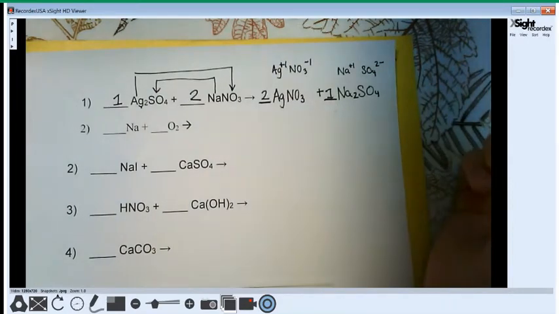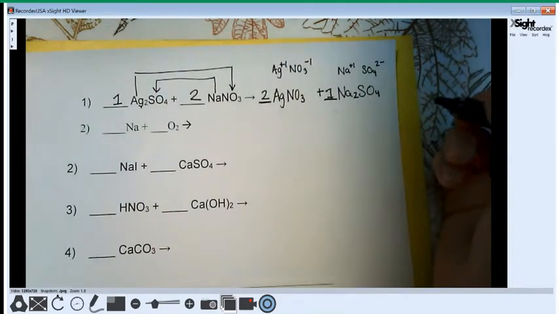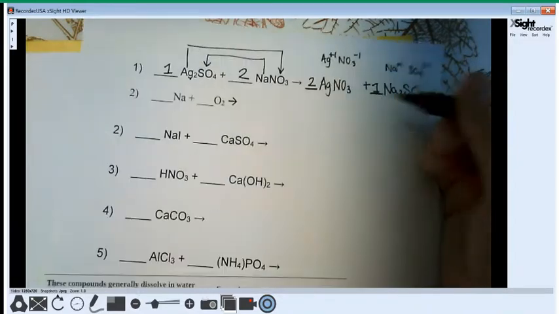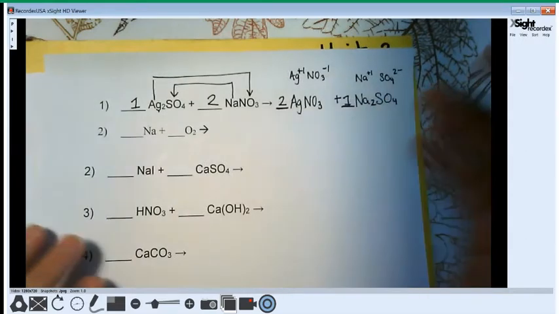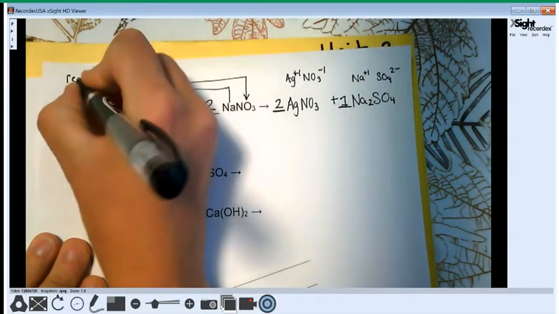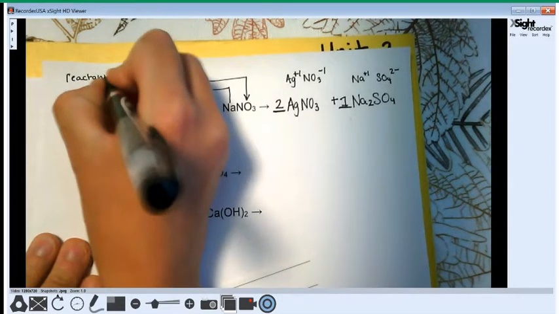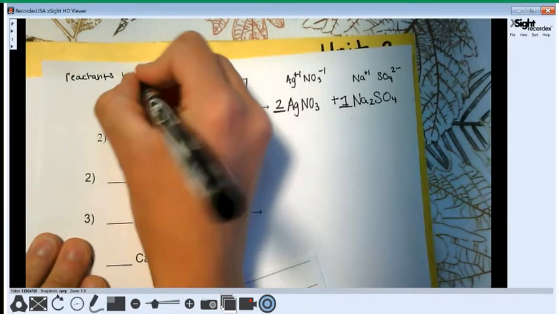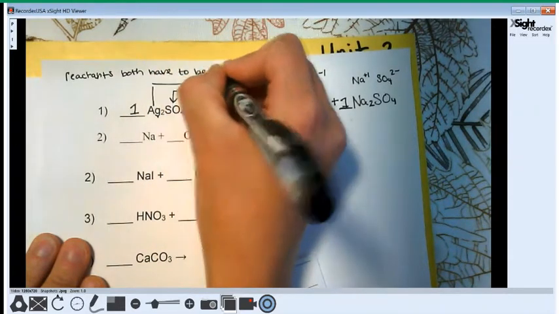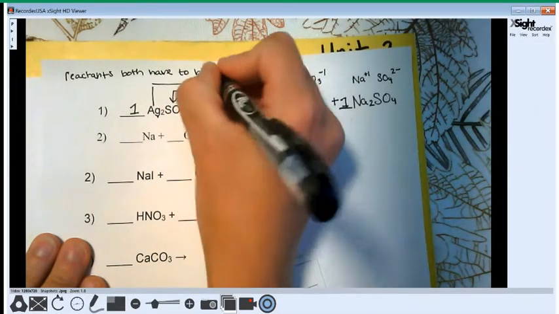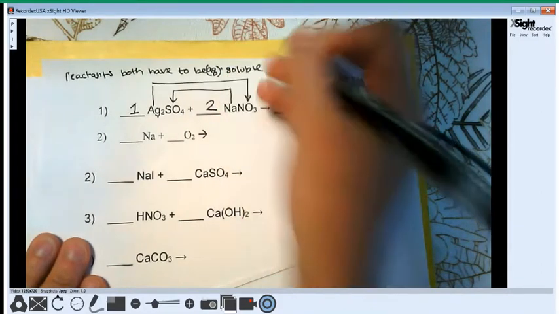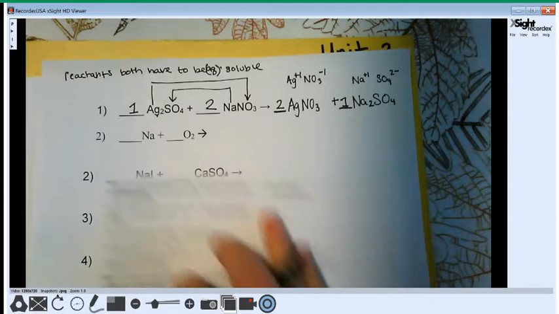Okay, so now we want to figure out whether or not this reaction occurs. So remember that double replacement reactions have this weird set of rules for them to occur. So our reactants both have to be aqueous, AQ. So they both have to be soluble. So to check this, we want to check our solubility rules.